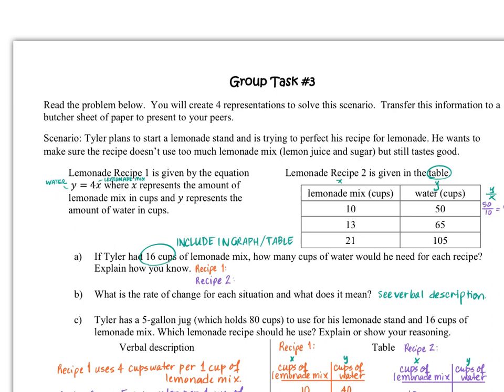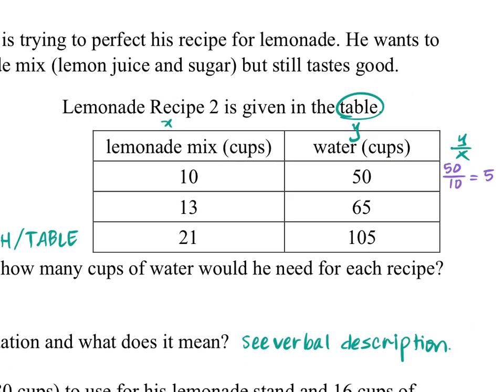So let's go ahead and take a look at the table first, just because, again, it's a little bit more concrete and familiar. For lemonade recipe number 2, we have that X is going to be our lemonade mix, and we're comparing that to Y, the number of cups of water. And so if you set up your ratio of Y to X, you get 50 over 10, which is equal to 5, our constant of proportionality.